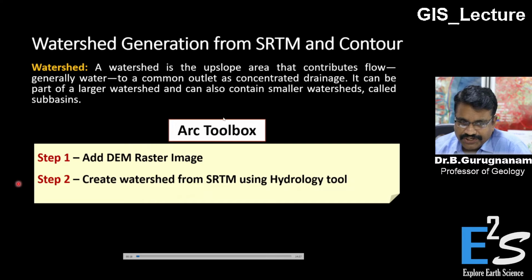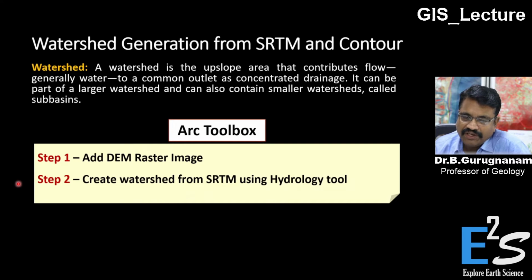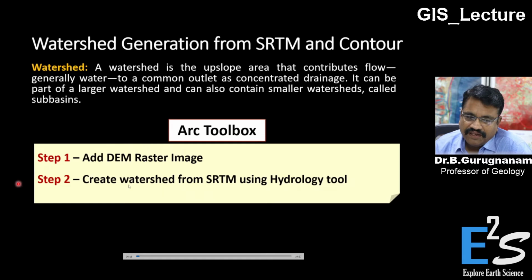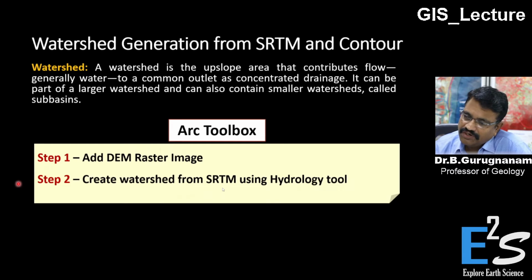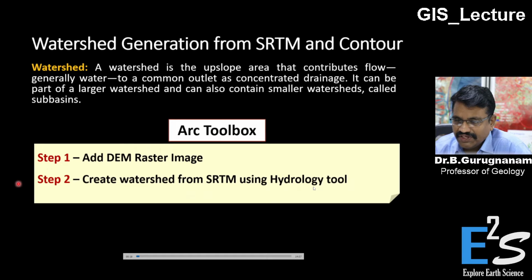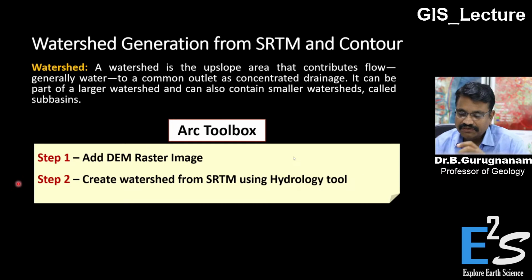There are two steps involved in preparing the watershed map in ArcGIS. The first step, you have to prepare the DEM raster data, which you have already done in a separate exercise. And then you have to create a watershed from Shuttle Radar Terrain Mapping databases using the hydrology tool. It means the tool contains a number of subtools which have a lot of applications.